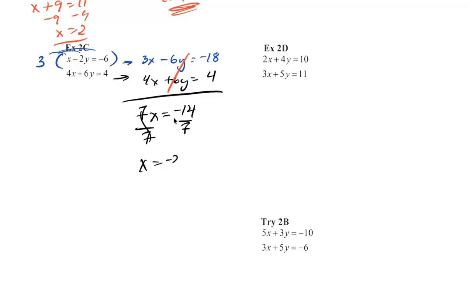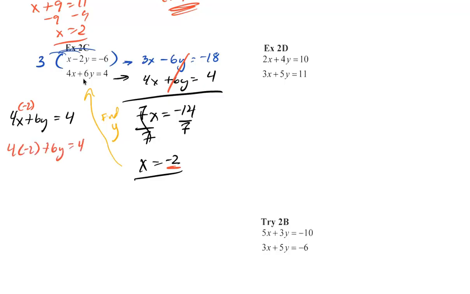x equals -2. But remember, we're not done. We have to go back and find our y in this case. Again, you can use any one you want. I'm going to use the bottom one just because it looks all positive. So we're going to use this equation to find our y. Our x is -2, that goes in here. So I have 4 times -2 plus 6y equals 4. This is -8 plus 6y equals 4.